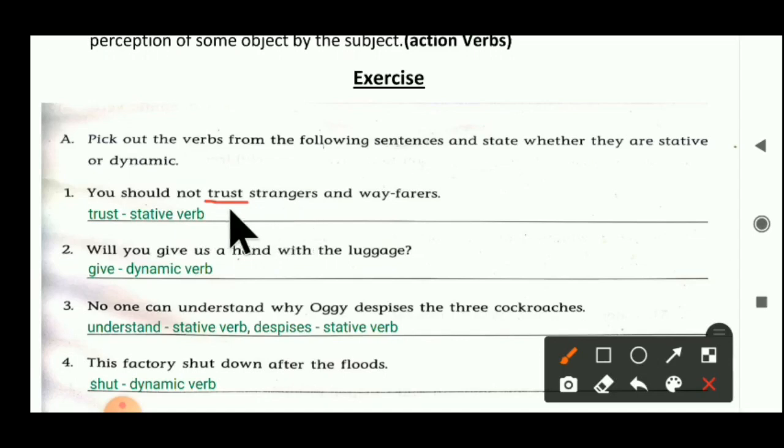So it's become a stative verb. We can say that trust is a stative verb here. Second sentence we have to see.